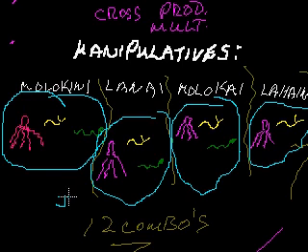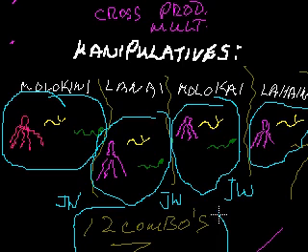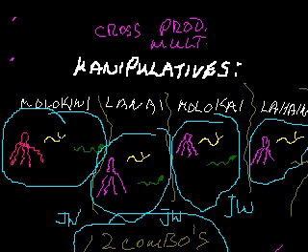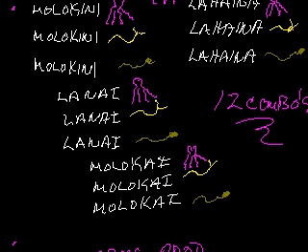joined with Lanai, joined with Molokai, joined with Lahaina, and they're going to come up with 12 combinations of marine life and dive sites. Yeah, if they're not quite ready for cross-product multiplication, and you want to stick with the concept of repeated addition, this will still lend itself to that.